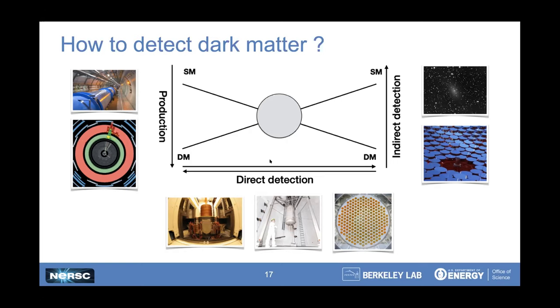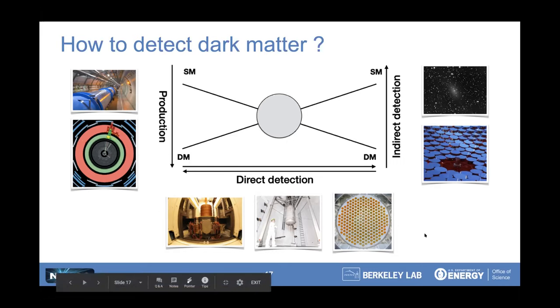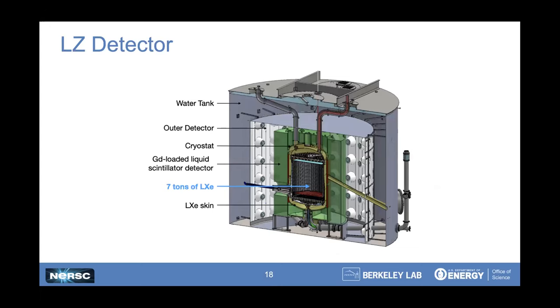And then we have the direct detection way, which is we take a detector made of standard model particles, for example, heavy nucleus, like xenon, and we are looking for an interaction between these standard model particles, our detector, and the dark matter, the so-called direct detection. So this is what the LZ experiment is intending to do.